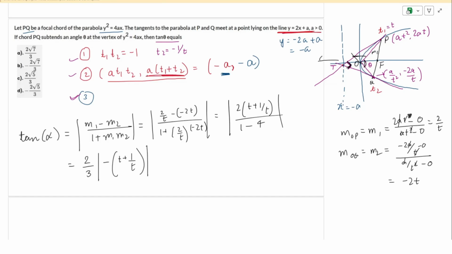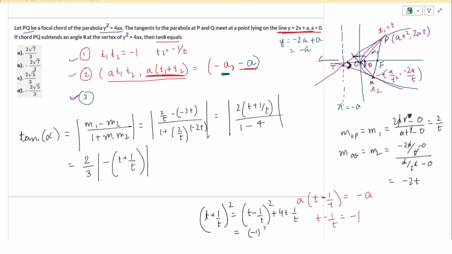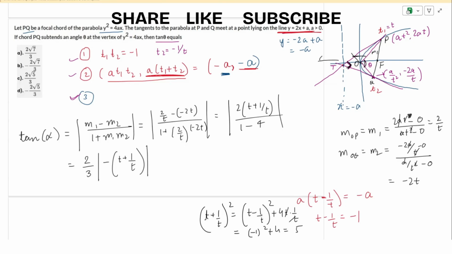Okay, look here. Compare the two. I'm writing here: t1 is my t here and t2 is minus 1 by t here, and that is equal to minus a. The a gets cancelled, so you have t minus 1 by t is minus 1. Can you get t plus 1 by t then? Is it simple? t plus 1 by t, whole square, is equal to t minus 1 by t whole square plus 4 times t times 1 by t. That is the formula a plus b whole square equals a minus b whole square plus 4ab. What do you get? Minus 1 whole square plus 4, that's 5. So t plus 1 by t will be square root of 5.